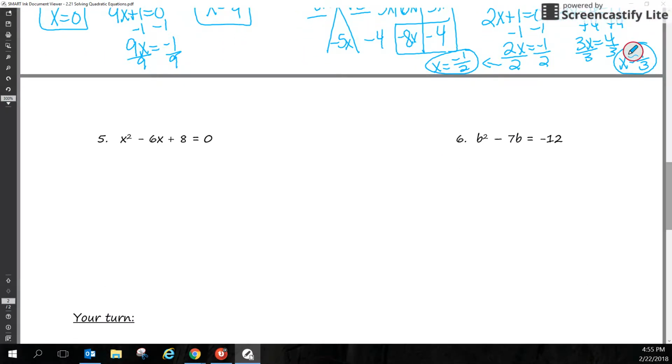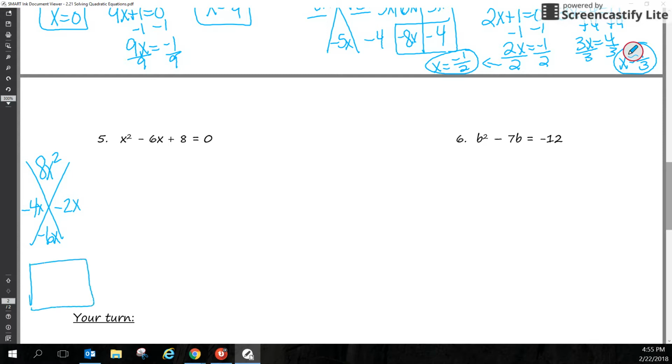So for number 5, it's set equal to 0. We need to factor it. The top of my x, I've got 8 times x squared. Bottom of my x, I've got negative 6x. We are adding negative numbers, so I need 2 negative numbers. 2 numbers that multiply to 8 add up to 6. That would be 4 and 2.